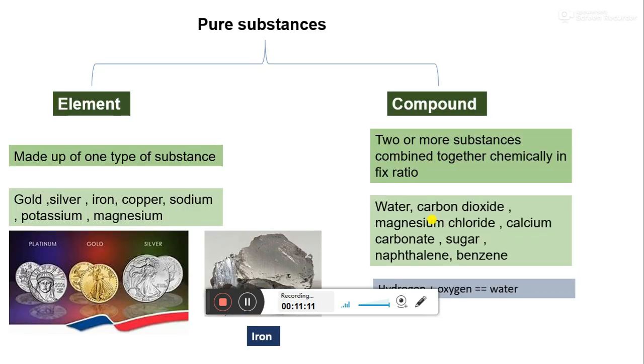Now, if I talk about the pure substances, then the pure substances are classified into two types. First is the element, second is the compound. What do you mean by element? What do you mean by compound? Let us discuss this thing.